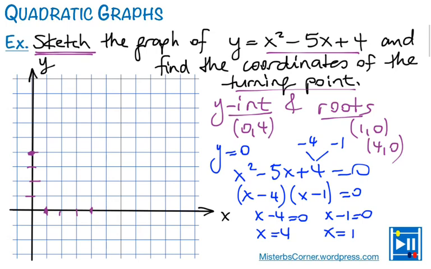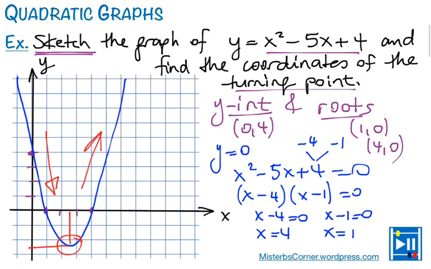So I will be drawing my graph, my quadratic graph, which is a parabola, from these points. So basically, it's going to go like this. Right? And now comes the coordinates of the turning point. The turning point means this. I have to find the coordinates of this point where the graph changes direction. Alright? So let's do that.